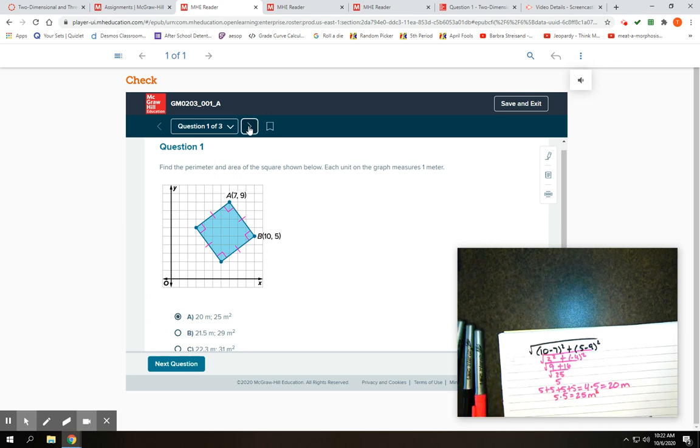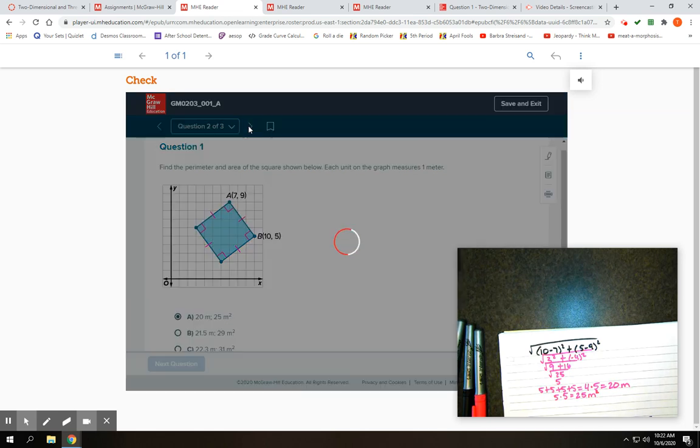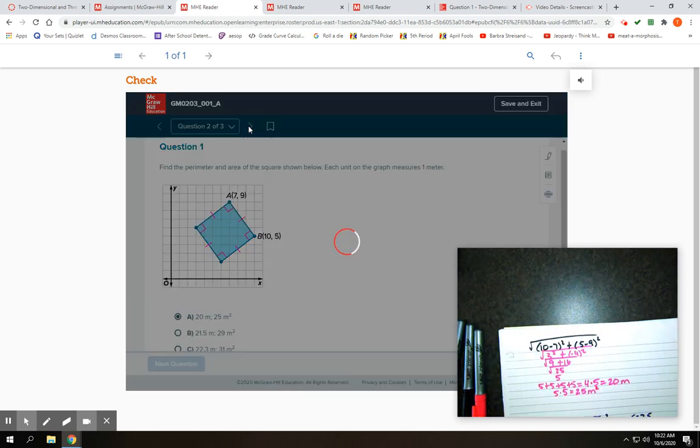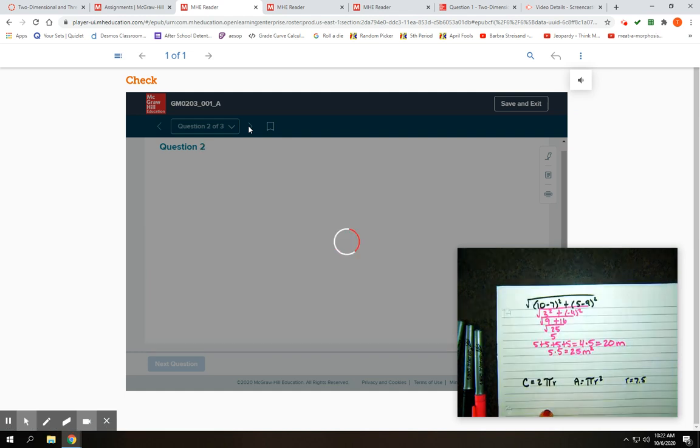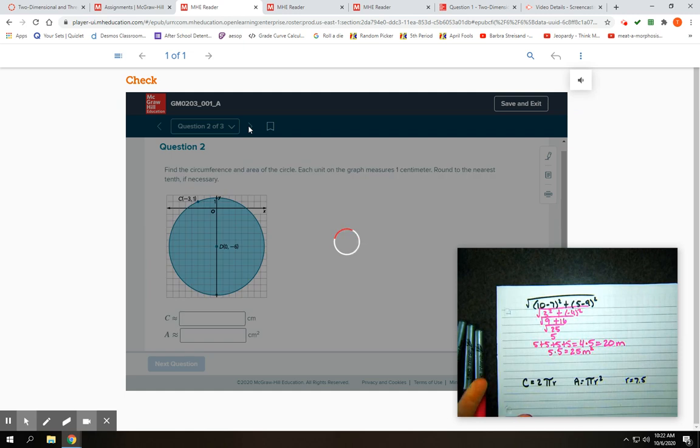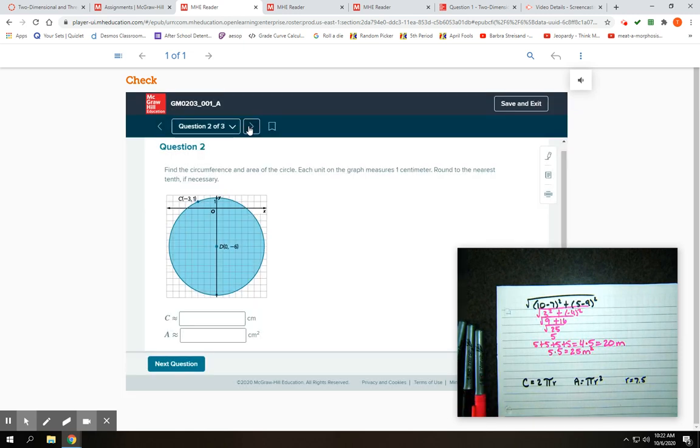Okay, let's go ahead and go to the next one, which is about the circle. It wants us to find the circumference and the area, which is just, again, a fancy way of saying perimeter and area for our circle. Each unit is 1 centimeter. We're going to round to the nearest tenth if necessary. Now, we could use this point here, negative 3, 1, and this point here, 0, negative 6, to find the distance, to figure out what our radius is.